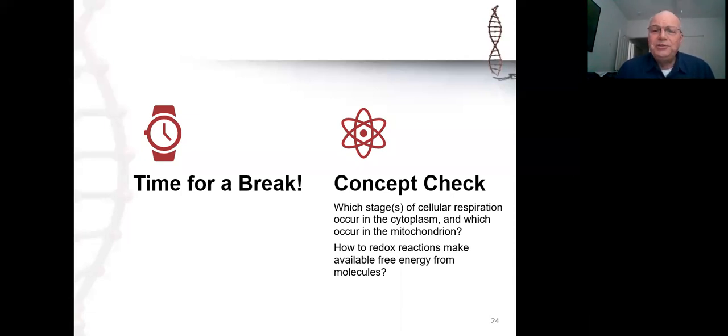Which stages of cell respiration occur in the cytoplasm and which occur in the mitochondria? It was just on the previous diagram, so that should be easy. How do redox reactions make available energy from molecules? What is our understanding of how redox reactions can make energy available from molecules? I'll see you in the next animation.